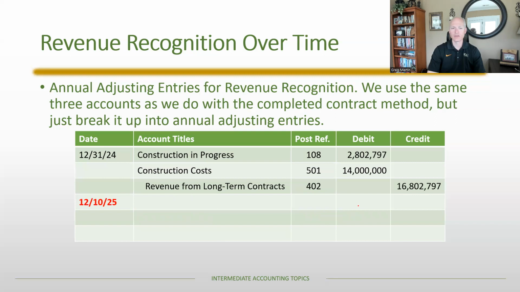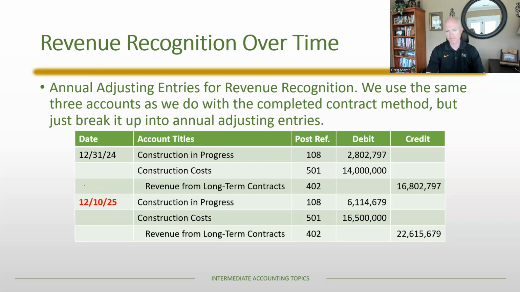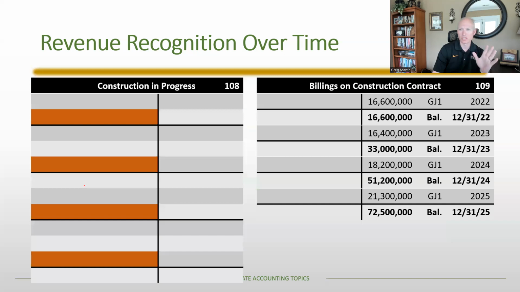2024, then finally 2025, noting that that final entry is at the project conclusion, not at the fiscal year end. All right, so now let's look at the T accounts to see how things accumulate in our two accounts. Well, first of all, our billings doesn't change. So whether we recognize revenue over time or at completion, it doesn't change our billings. And so that all is the same.